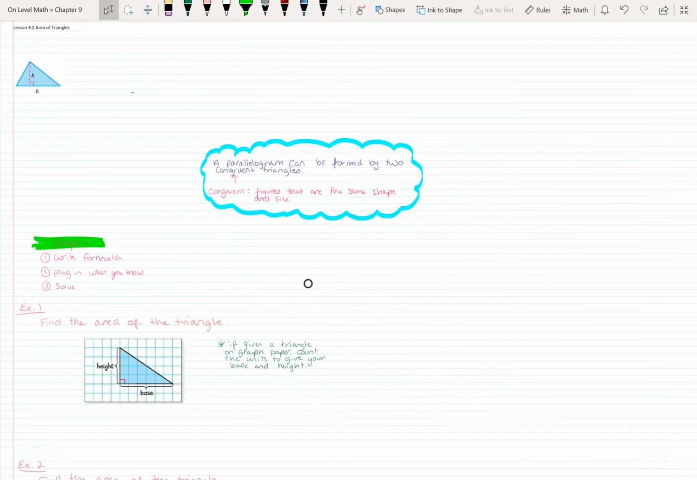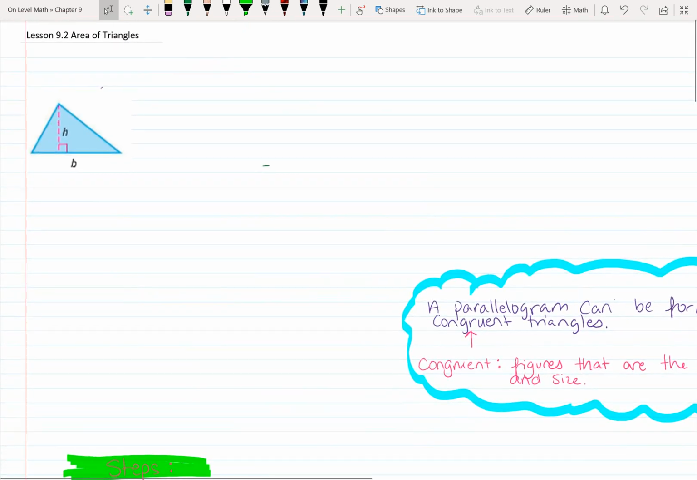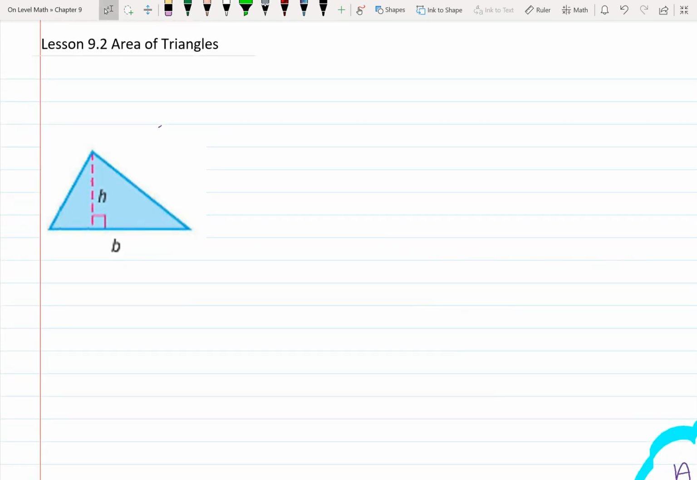But we are starting 9.2, area of triangles. Yesterday we did area of parallelograms. And a parallelogram is basically a tilted rectangle, right? So it's just base times height, similar to length times width of a rectangle. Today we are working area of triangles, which you worked with last year as well. So it shouldn't be something too new, but I'm not sure which formula you used last year.